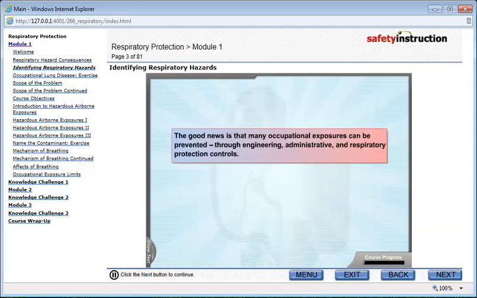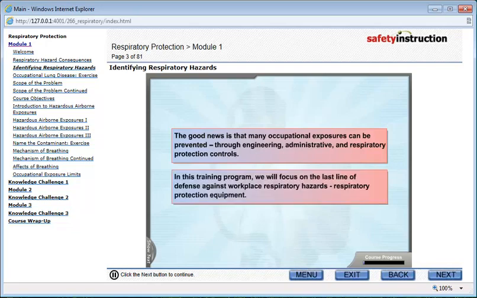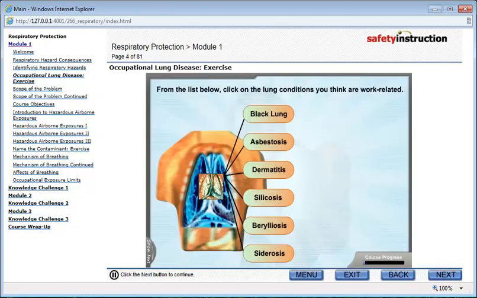The good news is that many occupational exposures can be prevented through engineering, administrative, and respiratory protection controls. In this training program, we will focus on the last line of defense against workplace respiratory hazards, respiratory protection equipment. From the list below, click on the lung conditions you think are work-related.